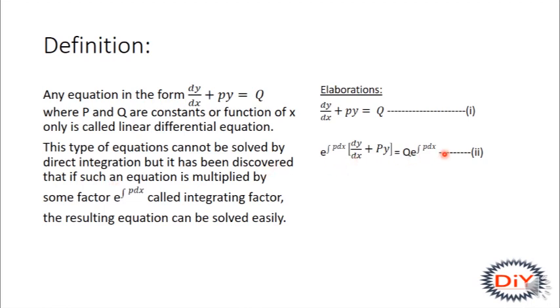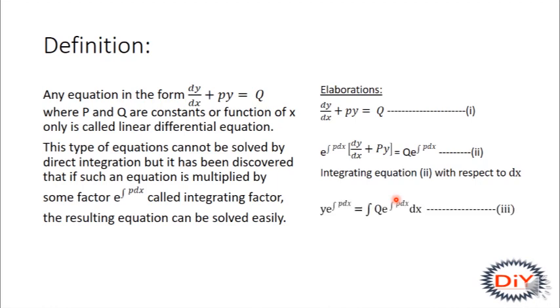Let's take note of this very well. If you multiply everything here by this, you get this. So the next thing is just to integrate equation 2 with respect to dx, and we get this. And this is quite simple. We are integrating equation 2 with respect to dx here, no more dy. So integrating this still gives us this again.